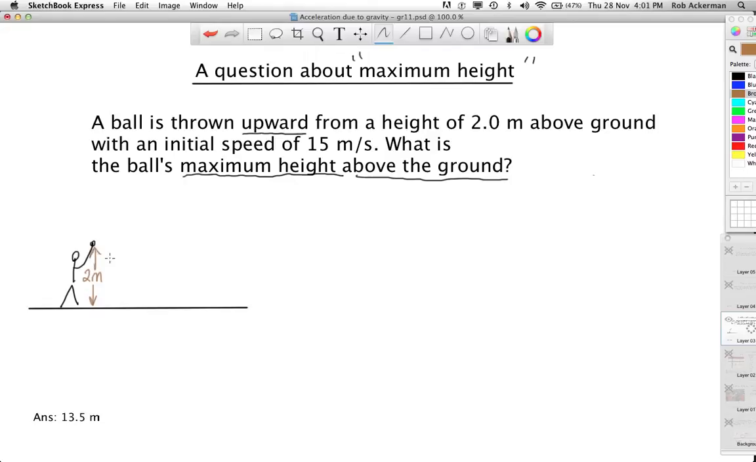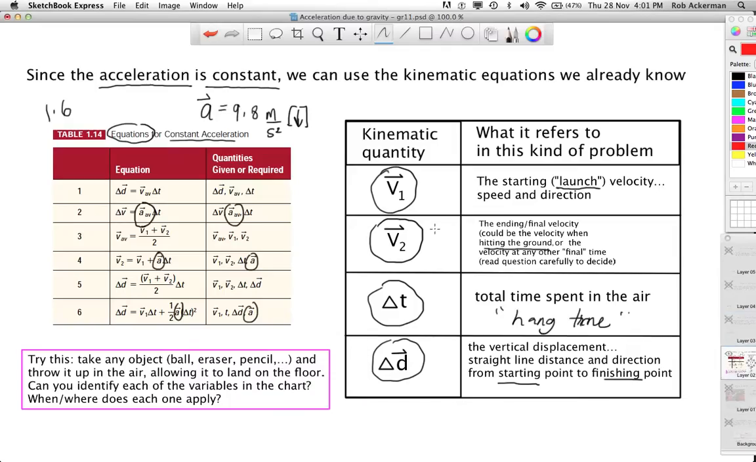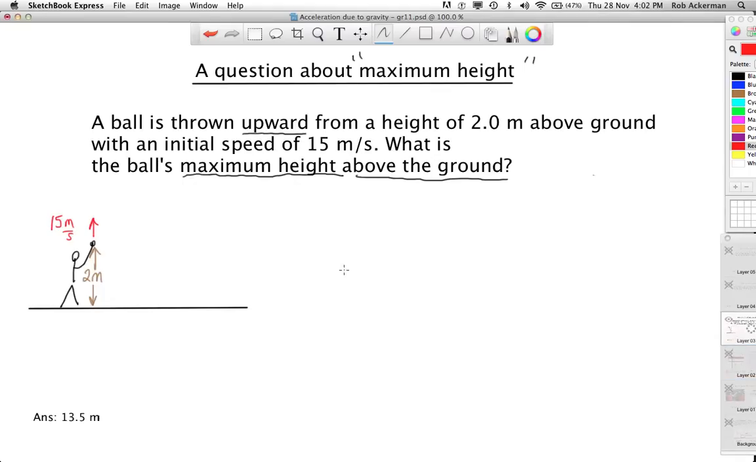This could be important, so we should write it in. It says that the ball was launched upward at 15 meters per second. So I'm going to show with an upward arrow 15 meters per second. And then I'm going to ask myself, what symbol are these two things? Well, if you go back to this chart here, you can probably identify that v1 is the starting velocity. So let's put that in.